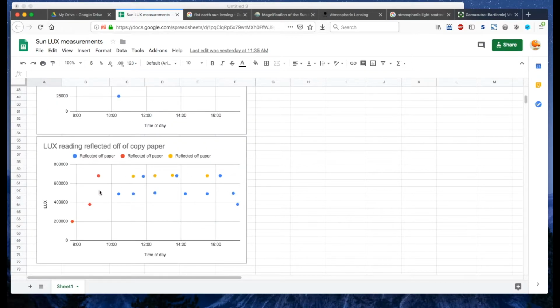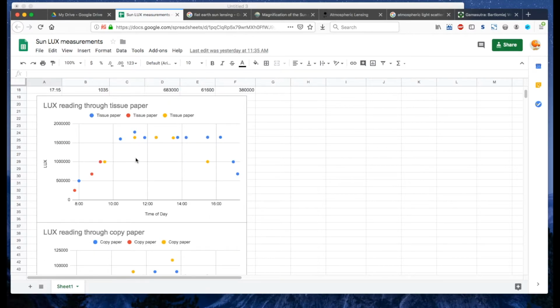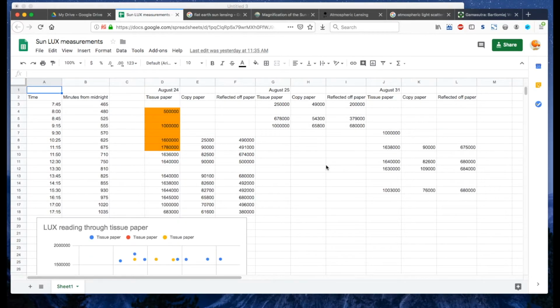Based on my initial measurements, the sun stays relatively the same intensity for 6 hours in the day. This suggests to me that the sun is very big, very bright, and very far away, as described by the heliocentric model.